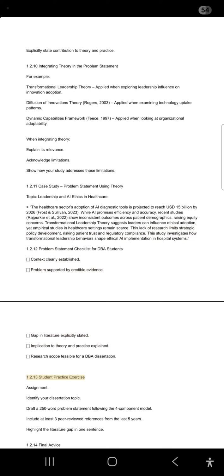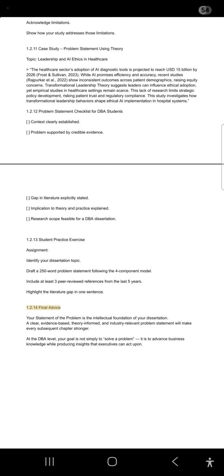1.2.13 Student Practice Exercise. Assignment: identify your dissertation topic. Draft a 250-word problem statement following the 4-component model. Include at least 3 peer-reviewed references from the last 5 years. Highlight the literature gap in 1 sentence.